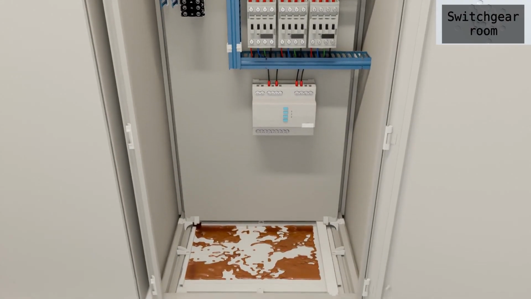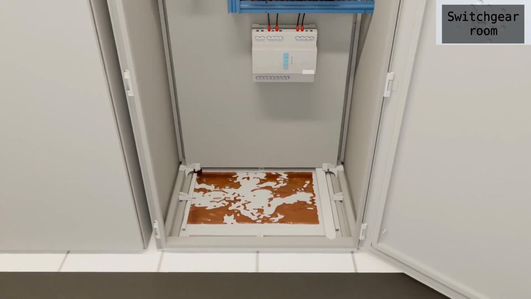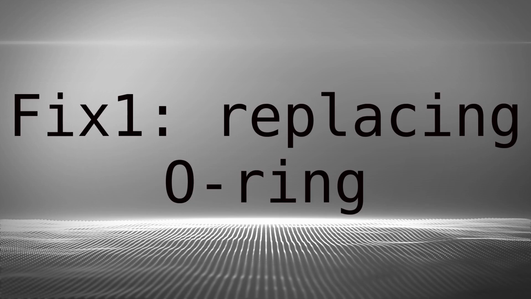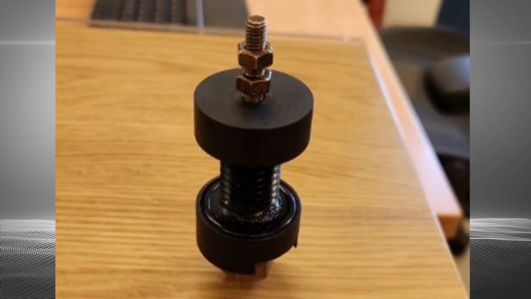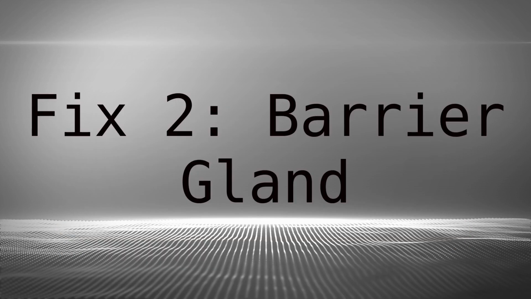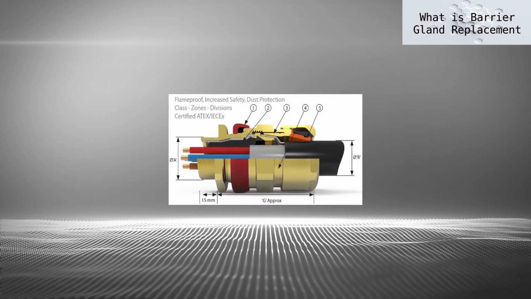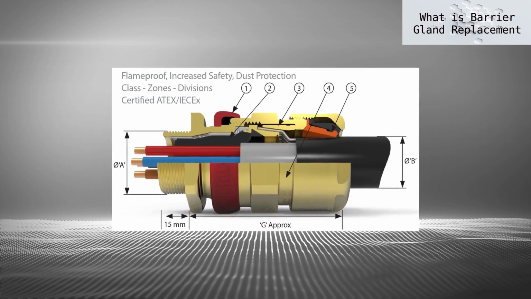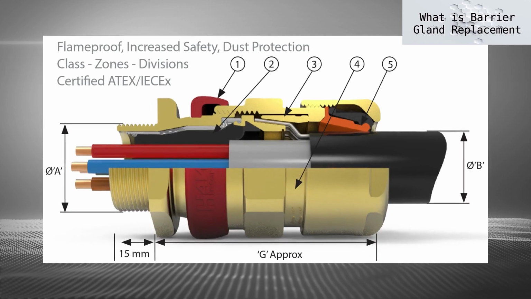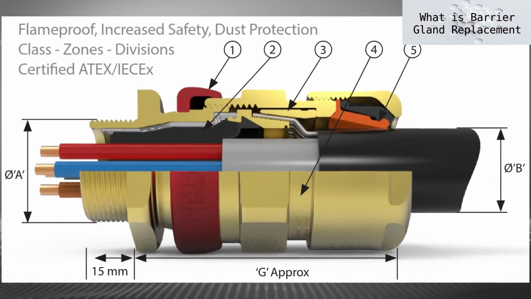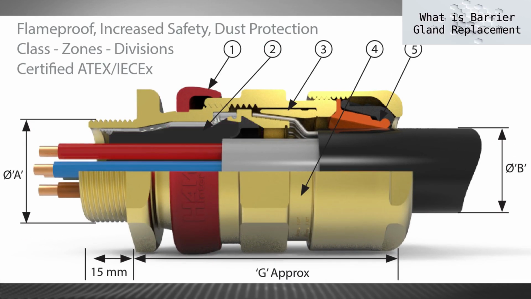To stop the leakage, both internal and external parts of the O-ring insulator were replaced. Additionally, barrier glands were installed to prevent any future oil leakage through the cables. So what is a barrier gland? A barrier gland is a sealing device, typically used to block airflow. In our case, it also served to block the flow of oil through the cable path.